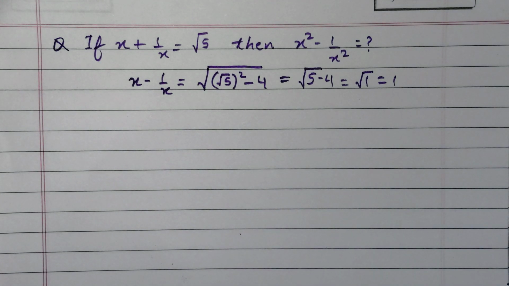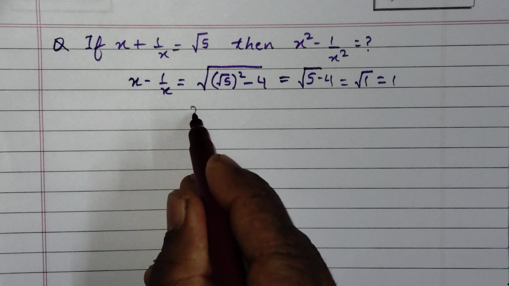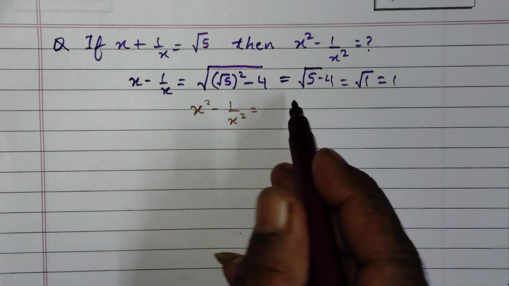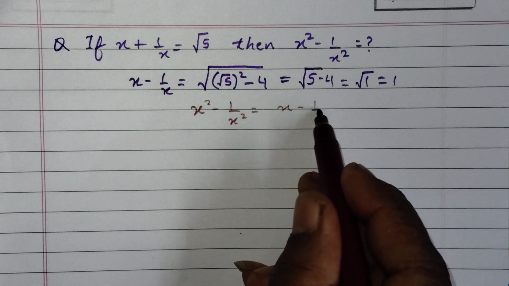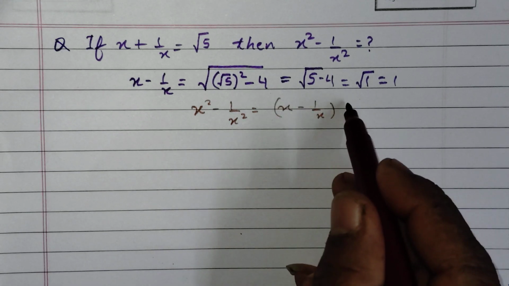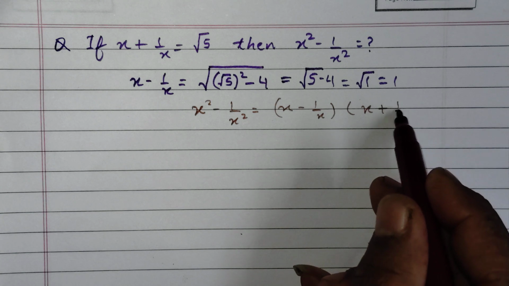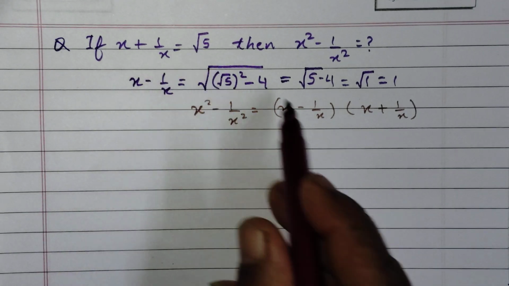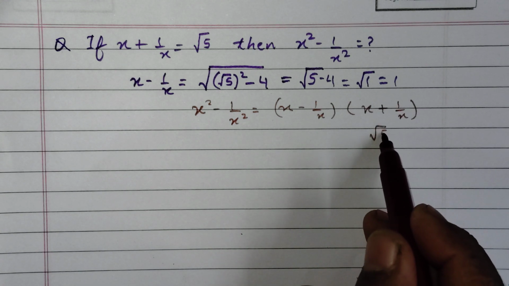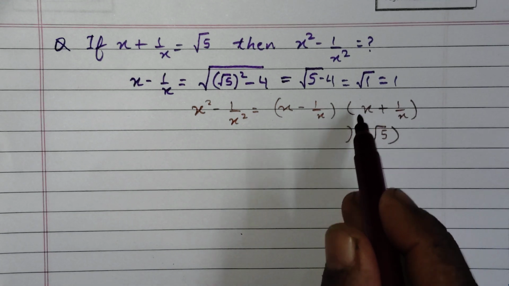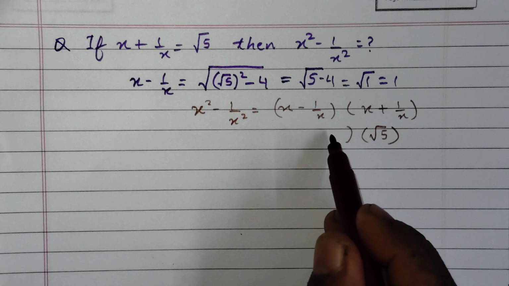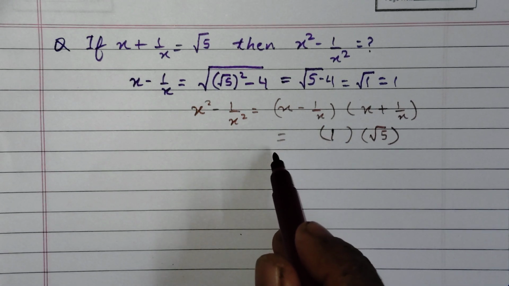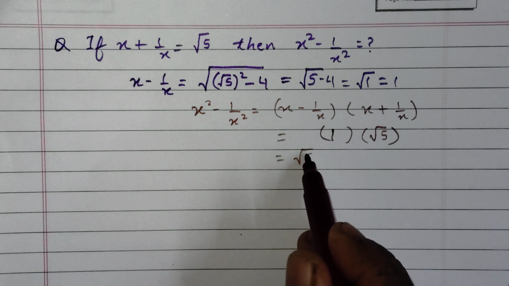Now we have to find out x square minus 1 upon x square. So we write the identity of x square minus 1 upon x square. The identity is x minus 1 upon x times x plus 1 upon x. This is the identity, and now plug in the values. x plus 1 upon x is square root 5 and x minus 1 upon x value is 1. So 1 into square root 5 gives us square root 5 as the answer.